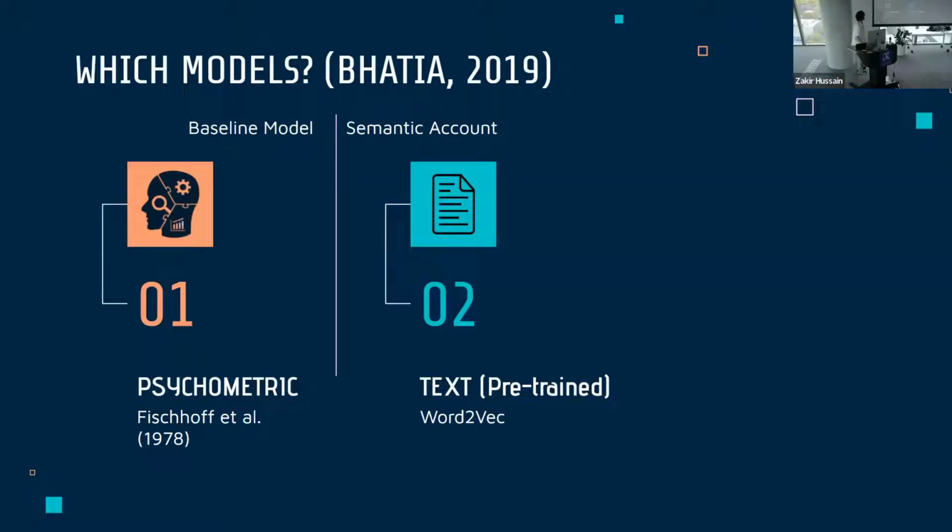An alternative, which Bhatia was trying to test, was a text-based model, Word2Vec. In this case, the one trained on the Google News dataset, which I think had 100 billion tokens. And these are 2 models that we also use, but in our reanalysis, we extend it.